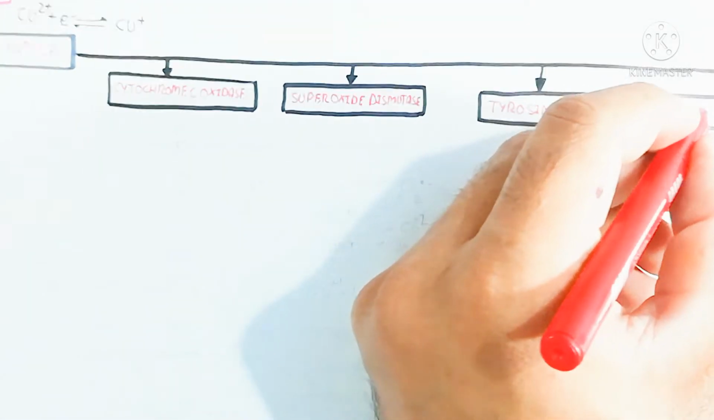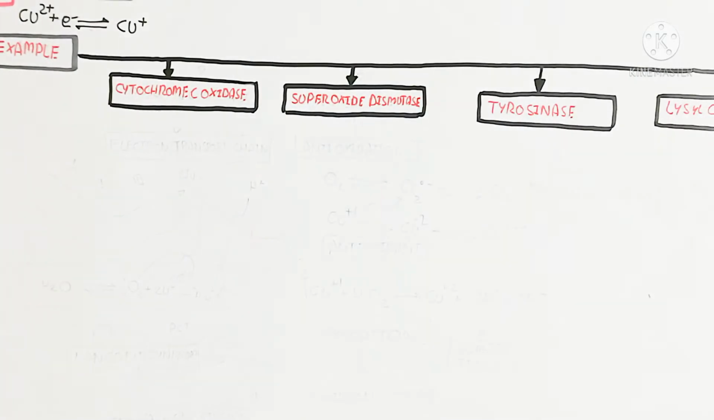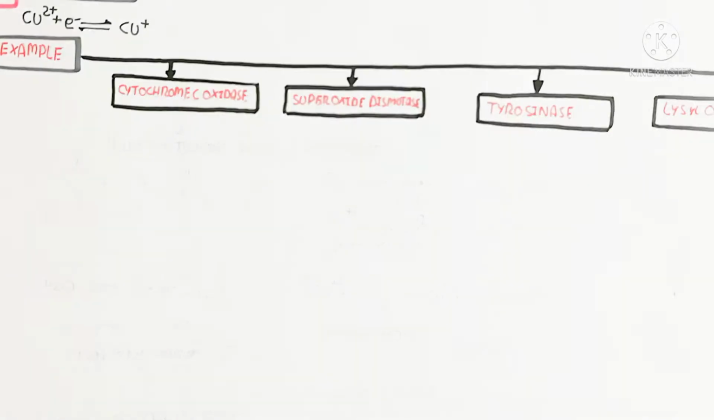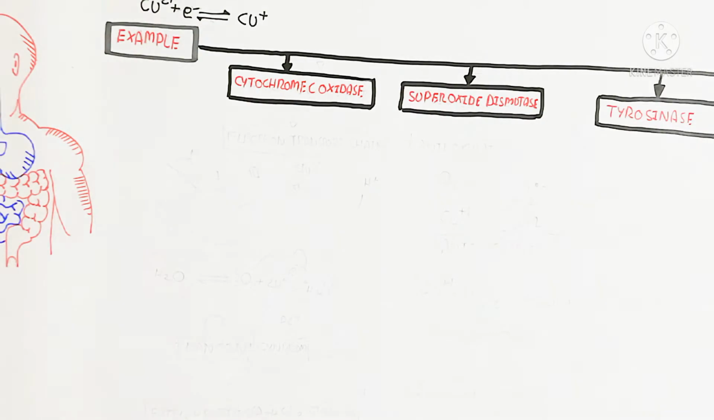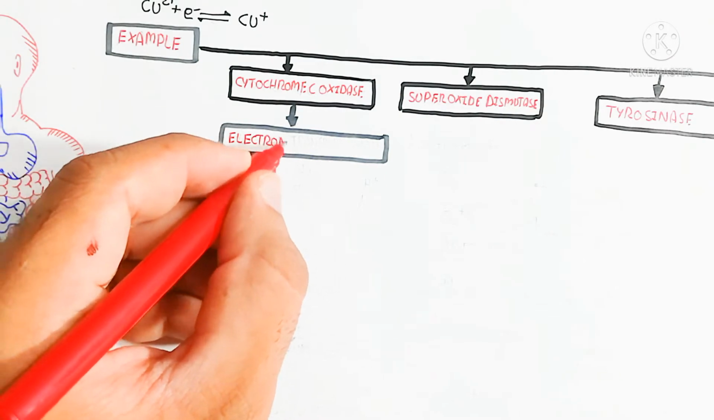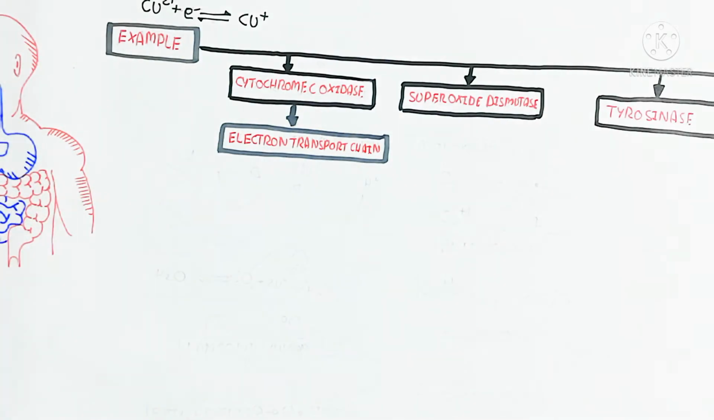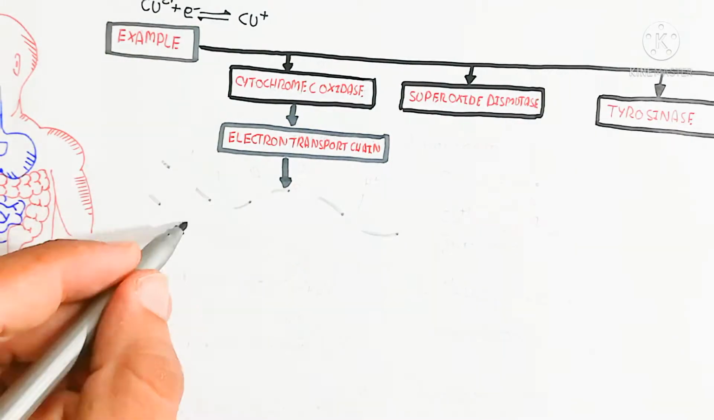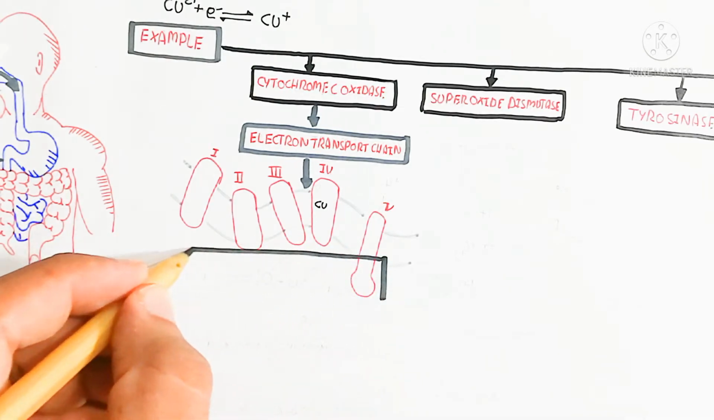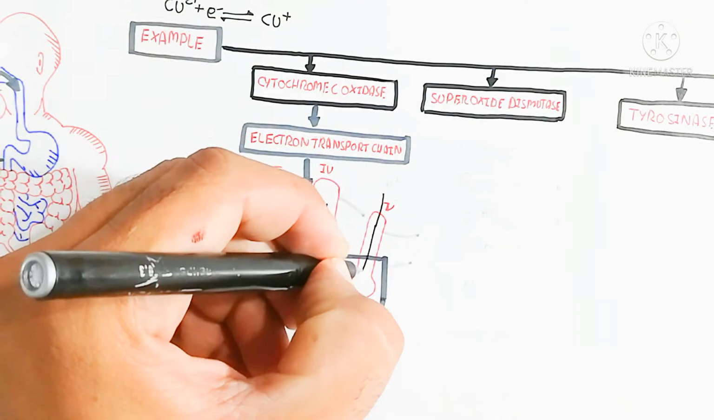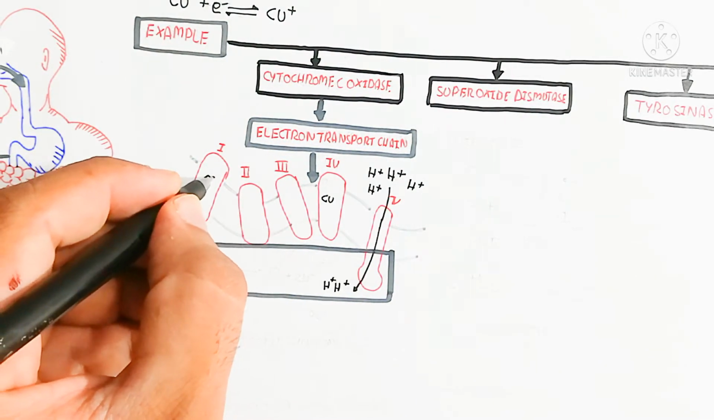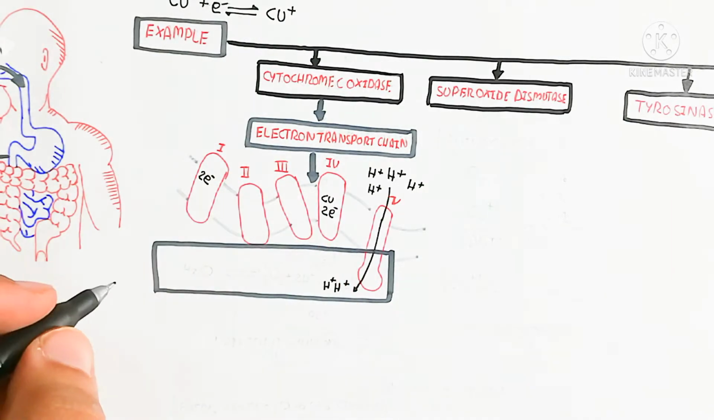So here are the different enzymes. For example, we will understand cytochrome oxidase, superoxide dismutase, tyrosinase, lysyl oxidase, and dopamine beta hydroxylase. Here, cytochrome C oxidase has an important function in the electron transport chain. Cytochrome C oxidase is present in electron transport chain complex 4, which contains copper, and this copper donates the electron after the complete electron transport near the ATP synthase enzyme.